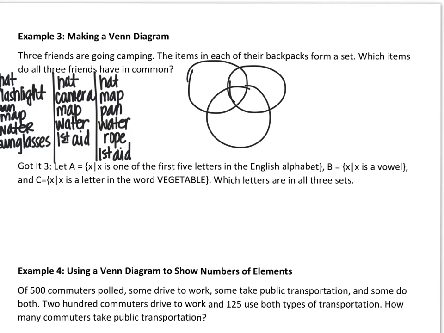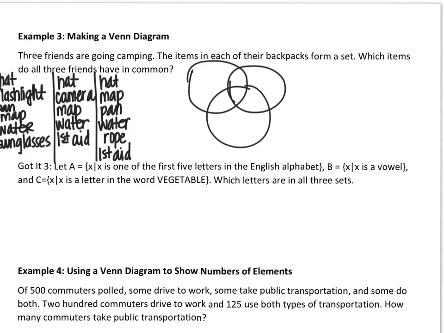And now what we're going to do is this first circle right here is going to represent the first column. The second circle is going to represent the second column. And the third is going to represent the third column. If an item is in all 3 backpacks, it goes in the intersection in the very middle where all 3 circles intersect. If it's only in 2, then it's either going to go here, here, or here, depending on which sets it is in.